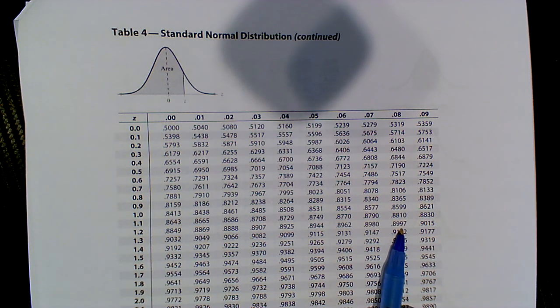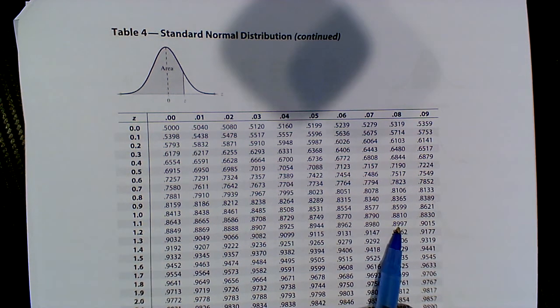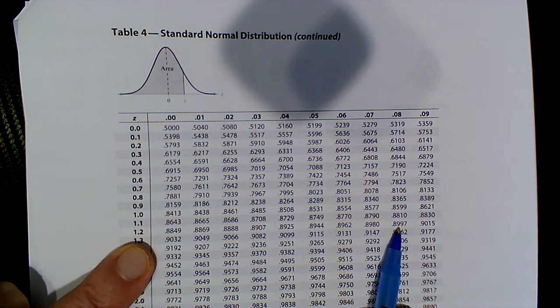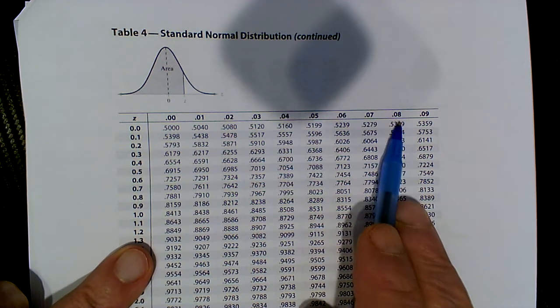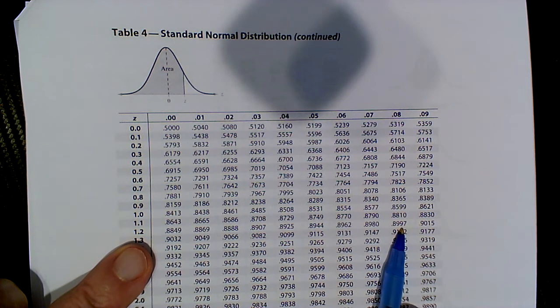So in that case, the z-score would be, we've got to read over here to 1.2, and then 1.2 and then 8, for 0.8997.